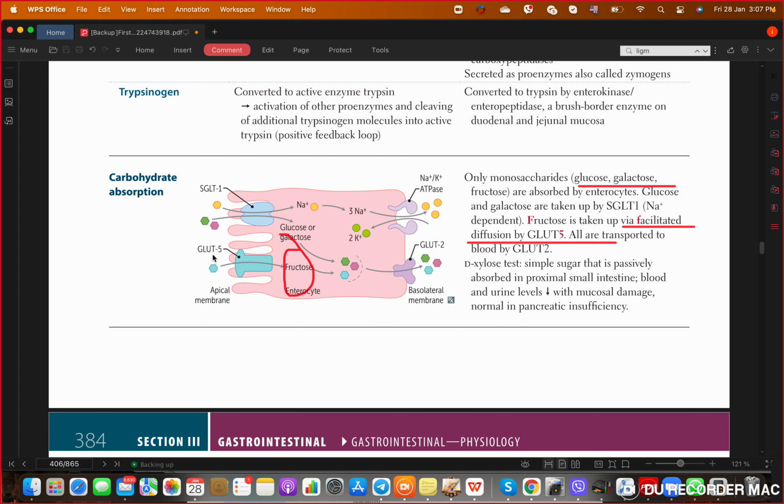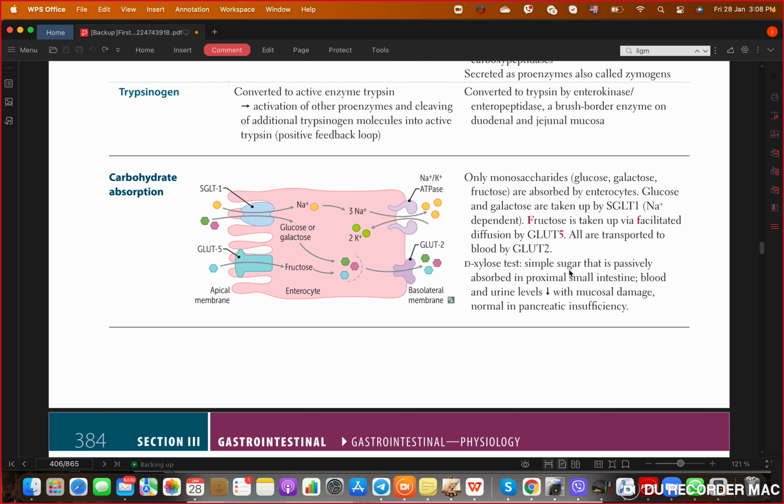Okay, Doc. They are all transported to the blood by GLUT2. So SGLT1 is for sodium and galactose, GLUT5 is for fructose, and all of them are reabsorbed into the blood by GLUT2.